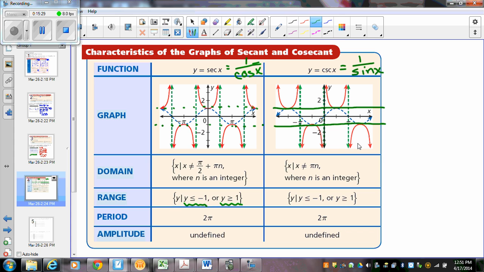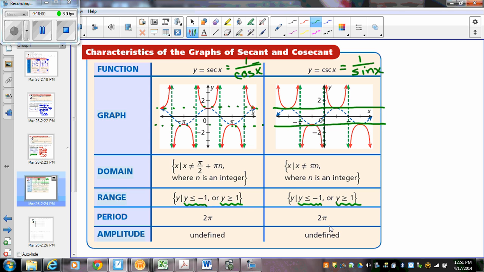And so any place that sine is 0, we're going to have a vertical asymptote now. The first place that occurs is at 0, and then at pi, and then at 2 pi. So our domain is that x cannot equal any integer increment of pi, so pi n. Our range is exactly the same as it is for secant: y is less than or equal to -1, or y is greater than or equal to +1. And our period is still 2 pi, and our amplitude is undefined.